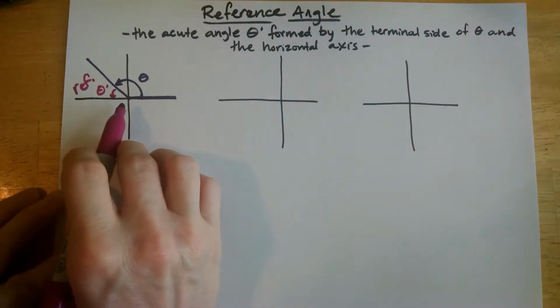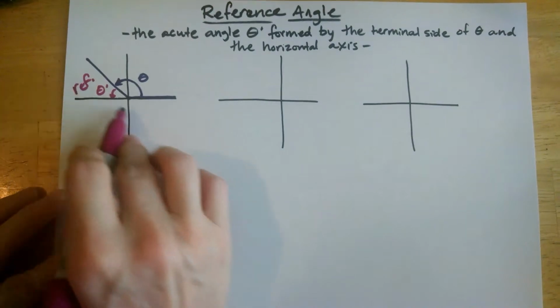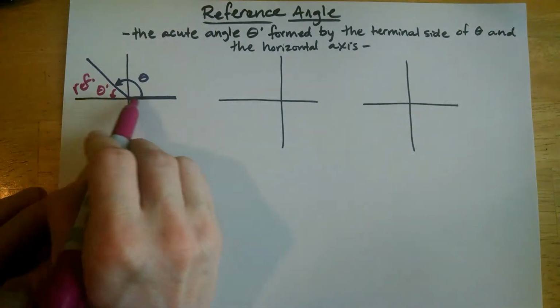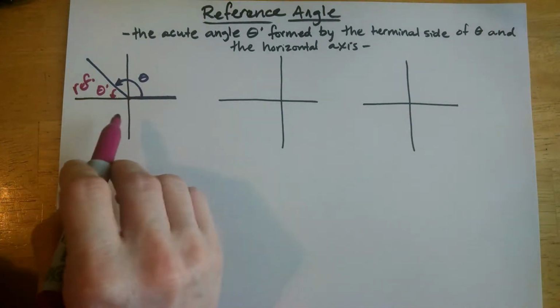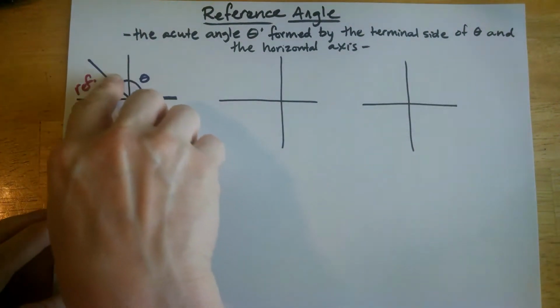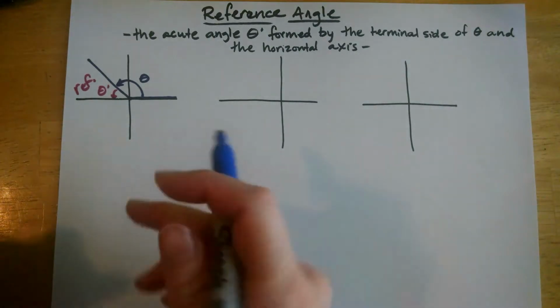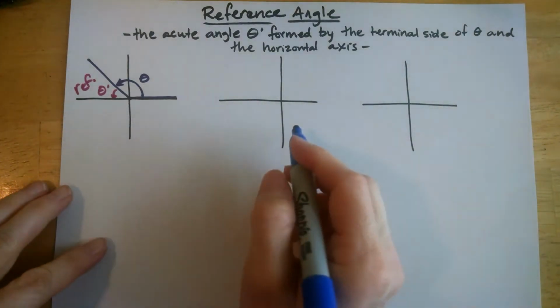So it's always the acute angle formed by the terminal side of theta and the horizontal axis. So it always comes back to the horizontal axis. So if I had a large theta here, it's going to be the acute angle formed then to the horizontal axis. So let's try something else.